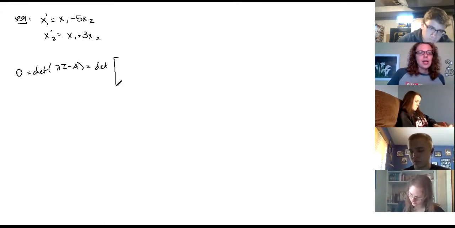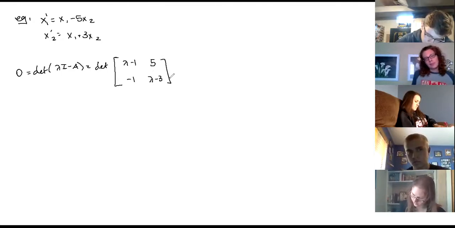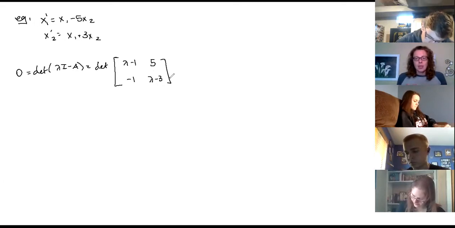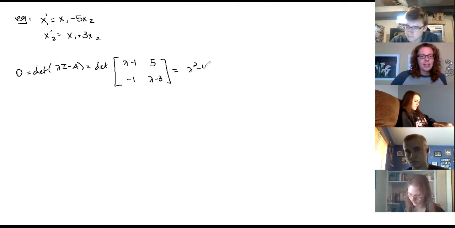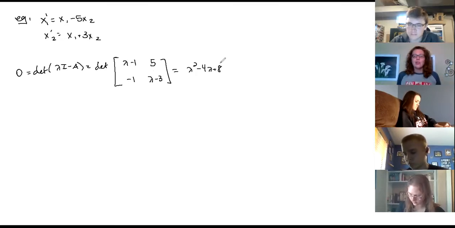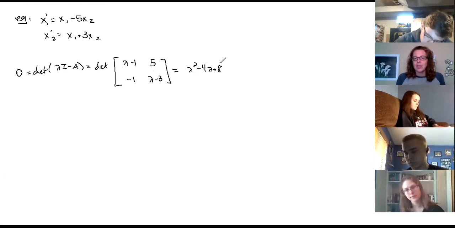That's going to be the determinant of lambda minus 1, positive 5. Careful with your signs. It's 0 minus negative 5, so positive 5, negative 1, and lambda minus 3. Can I assume that you can multiply out and we can get right to a polynomial of lambda squared minus 4 lambda plus 8? So do some FOILing, multiply that out. You should get to lambda squared minus 4 lambda plus 8. That's going to be your polynomial.